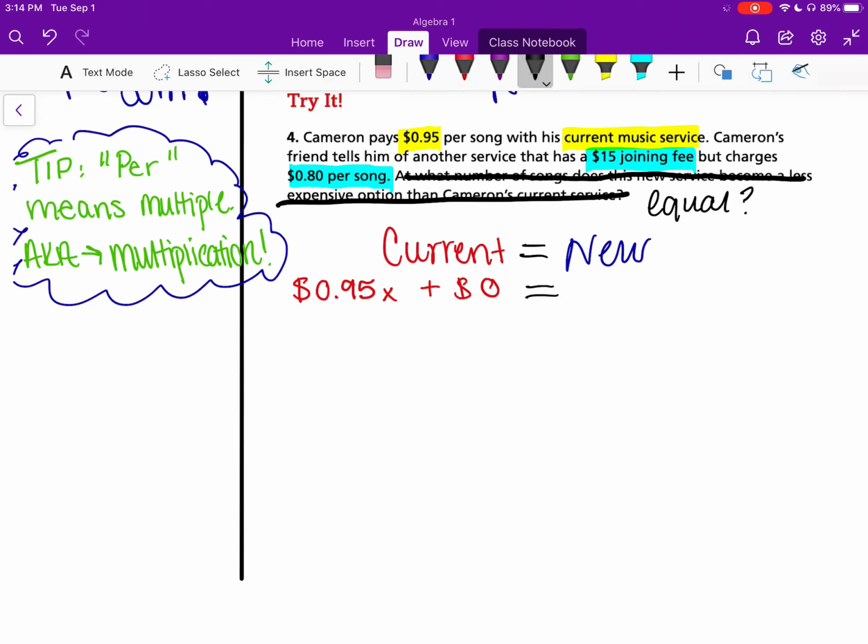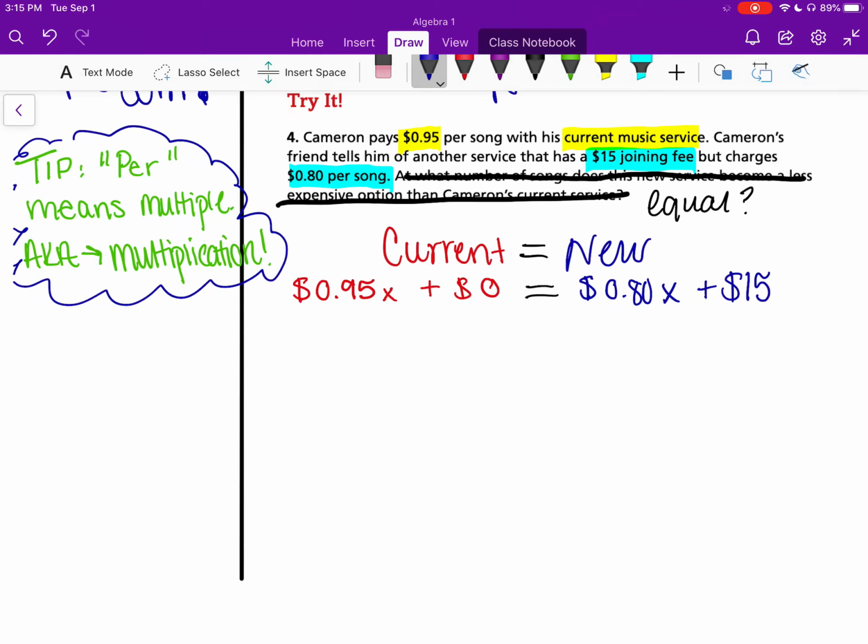Let's compare that to the new plan. It is 80 cents per song. Let me make that a little bit clearer. But it does cost $15 to join. We want to know when those are equal. Pay attention that the amount per song is what has our variable next to it, because that's what we do multiple times. The flat rate fee of $15 versus $0 is what you pay that one time up front. It doesn't happen multiple times, so we don't signify it with a variable.